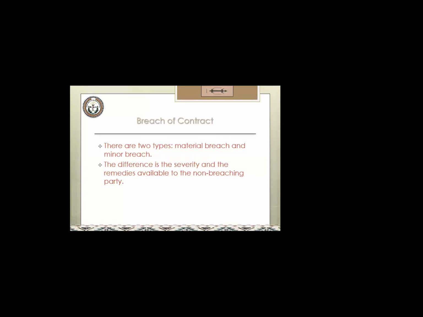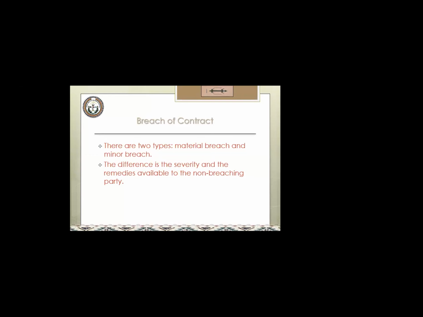A minor breach might be something like, let's say you're dealing with a supplier. You have a clothing business and you order 1,000 white blank t-shirts to be delivered to your business. And your supplier, instead of giving you 1,000, gives you 999 t-shirts and accidentally omitted one. Well, that's a minor breach of contract.